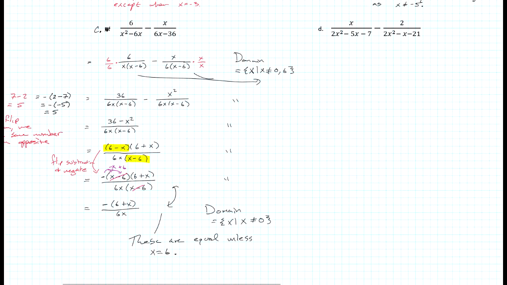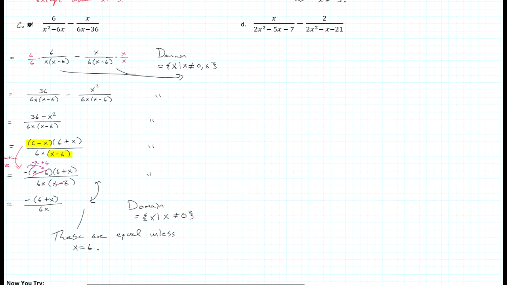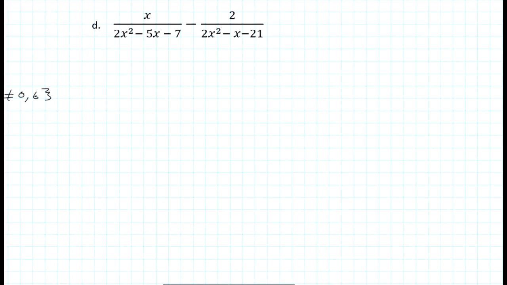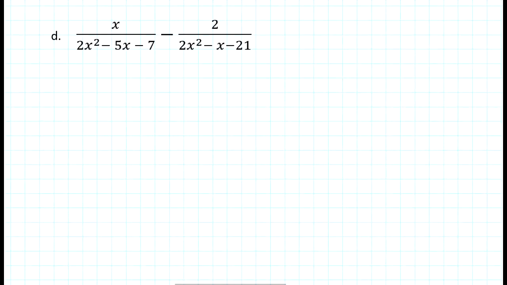All right, let's do one more to close out this video. For this next part, we have x over 2x squared minus 5x minus 7, minus 2 over 2x squared minus x minus 21. So here we need to factor the denominators to figure out how to get a common denominator.